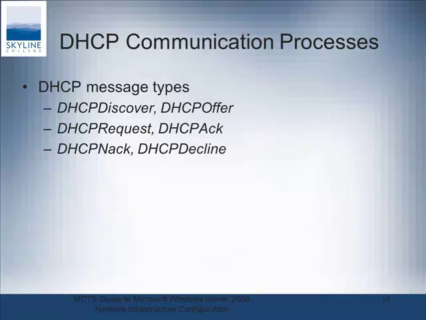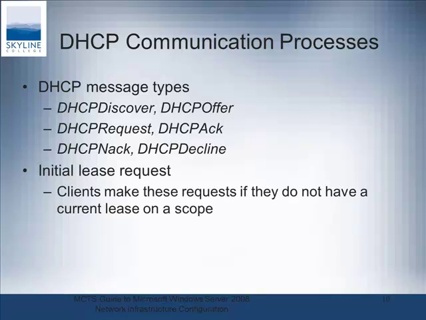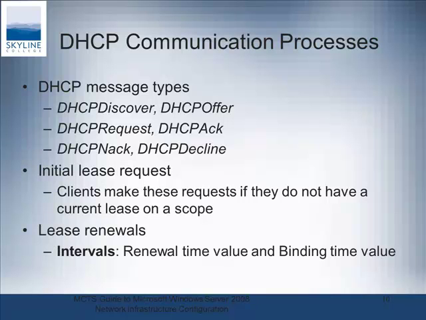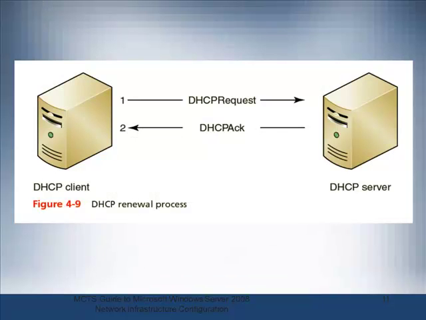The other thing I didn't say is at the 87% point, if the DHCP server went offline or can't renew your request, at the 87%, 87.5% I think actually, point of the lease time, the machine panics and says, hey, any DHCP server, give me an address. It actually goes back through the discover process. The initial lease, the clients make these requests so they don't have a current lease in the scope. Lease renewals, renewal time and the binding time. The renewal time is the 50%. The binding time is the 87.5%, if we're getting into the terminology.